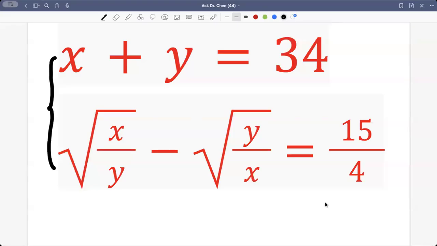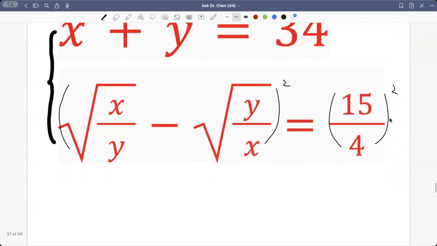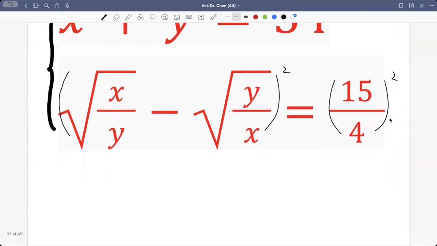Let's see this question. We're given two equations and two variables. So obviously for the second one, we want to square both sides. We want to simplify it basically. So perfect square formula, right? The first one squared: when we square this square root, we get x divided by y.